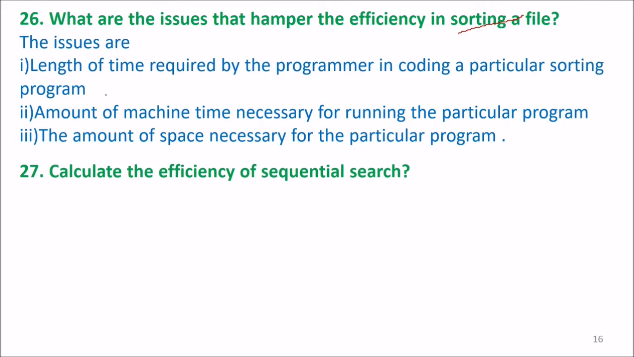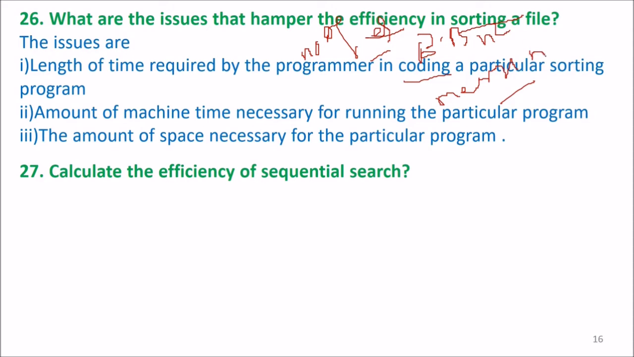So there are certain issues. First is the length of time required by the programmer in coding a particular sorting program. Second, the amount of machine time necessary for running the particular program, and the amount of space necessary for the particular program. The efficiency is also related to the number of elements and the sorting algorithm that you're taking. Like if you take bubble sort, it will not be that efficient, but if you take merge sort, it will be quite efficient.